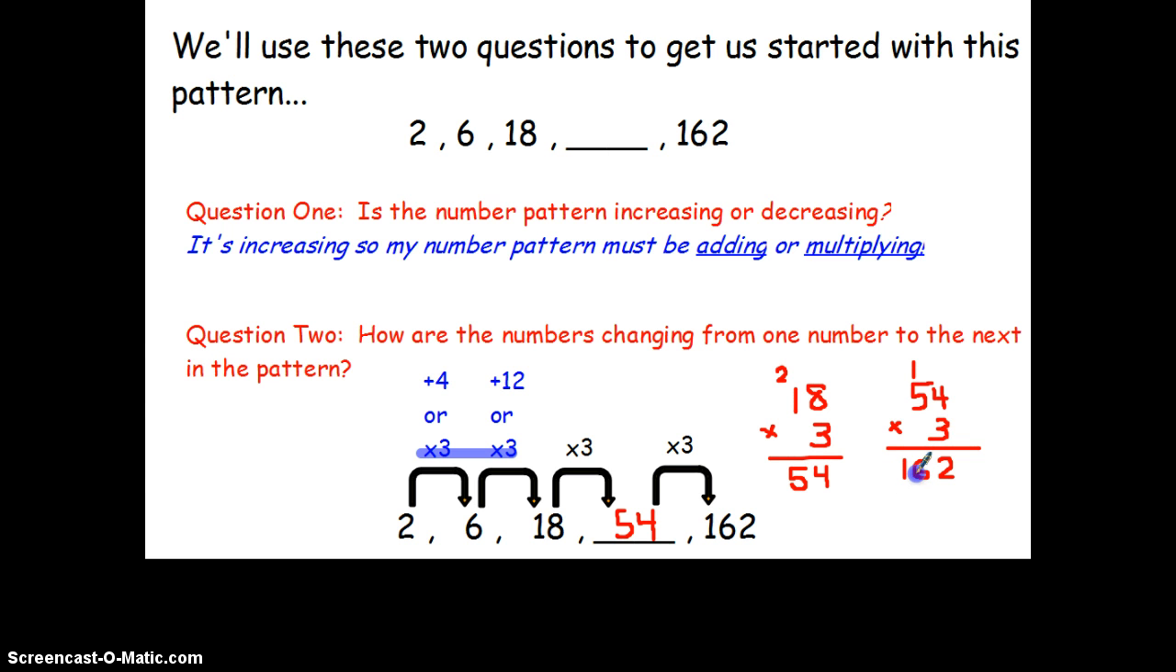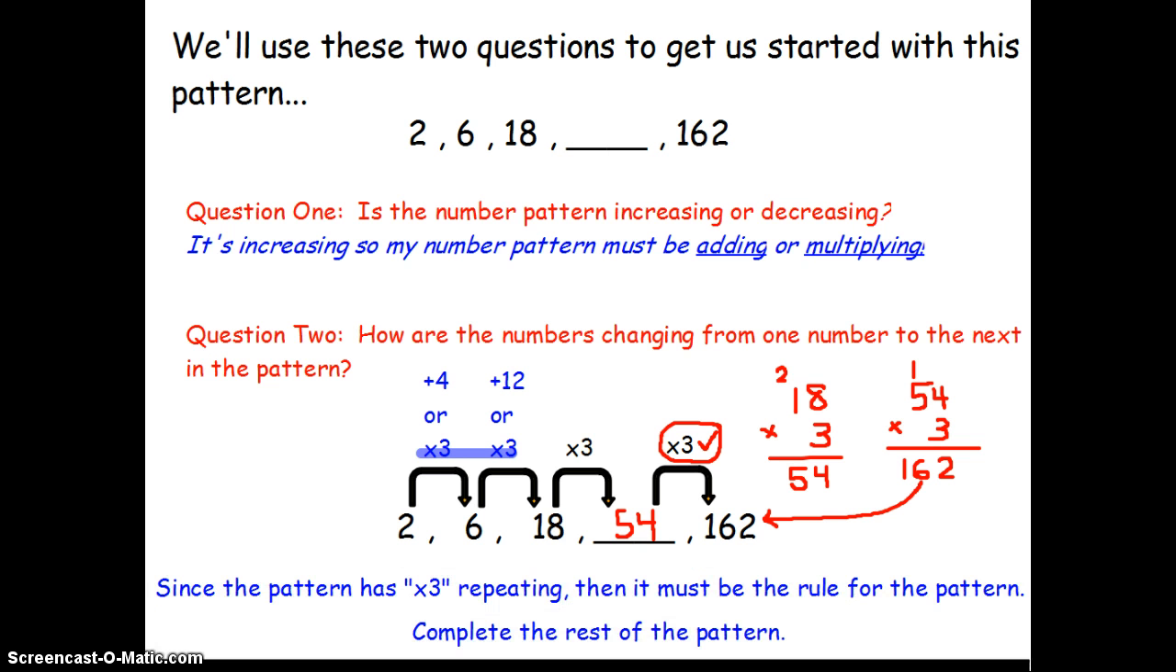All right, there's my 162, and that's what I have right here. So that means, yep, times 3 must be my rule for how these numbers are getting larger and how they're growing. Okay, so I completed the rest of my pattern using the times 3 rule for that.